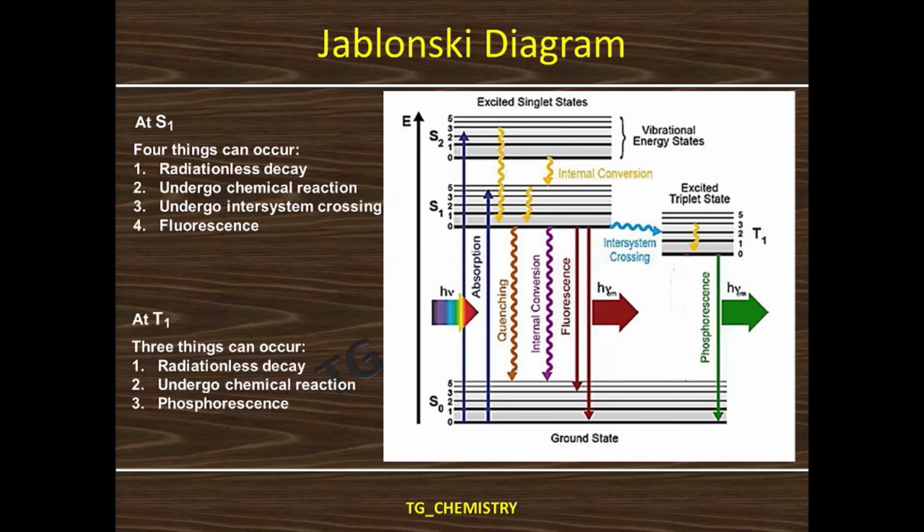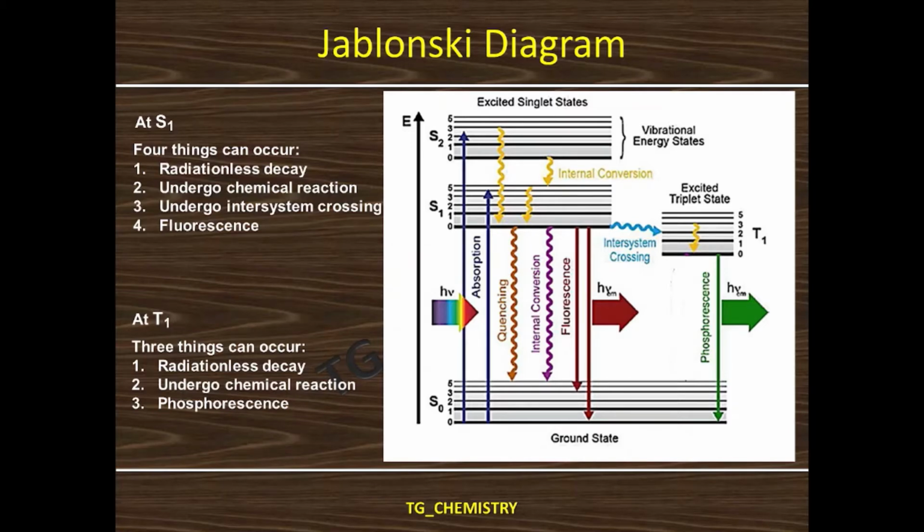At S1, 4 things can occur: radiation-less decay, the molecules can undergo chemical reactions, or the molecules can undergo intersystem crossing, and fluorescence can take place. At T1, 3 things can occur: radiation-less decay, the molecules can undergo chemical reactions, and phosphorescence. Okay, so these are the possible fates of molecules at S1 and T1.